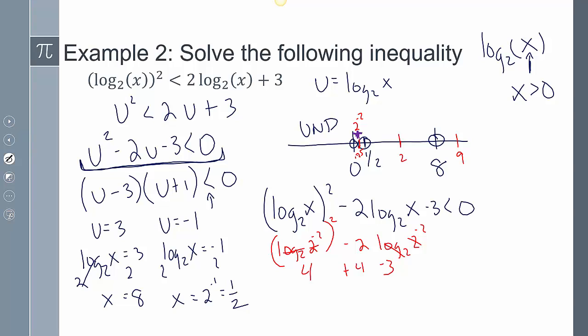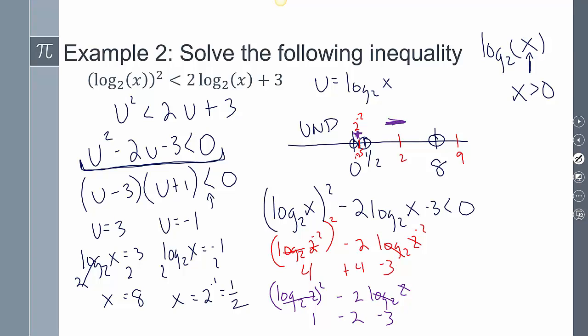And then if I pick 2, because 2 will cancel out really nicely, log base 2 of 2 squared, well, that's just 1, minus 2 log base 2 of 2, those will cancel out, so I get minus 2, minus 3, that's going to be negative. And I know I picked 9, but 9's not going to cancel out really nicely. So maybe what I should do is pick the next value.